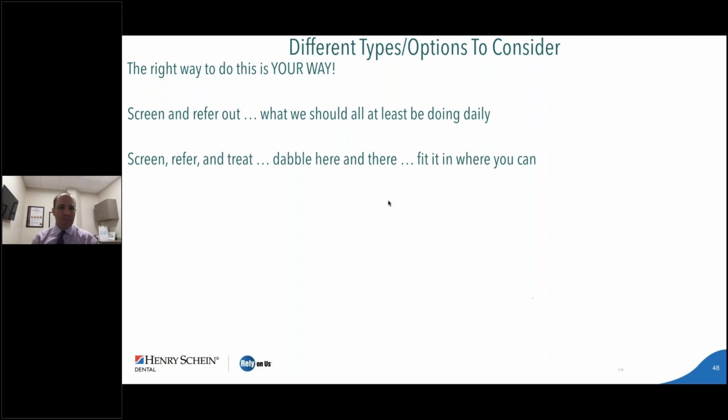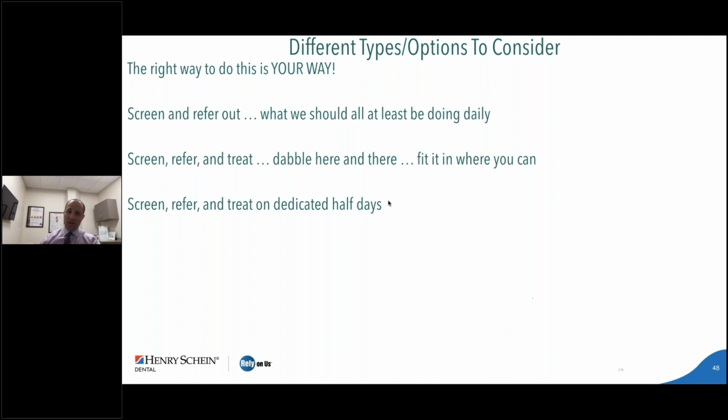And then screen, refer, and treat on dedicated half days. So once you start to dabble in it, probably the next step that we most commonly see is you take dedicated half days and you maybe rotate Monday morning to Tuesday afternoon to Thursday morning and just mix it in, but have dedicated half days because it's such a dynamic mental shift to be going from doing general dentistry and those type of conversations to sleep and pain conversations.